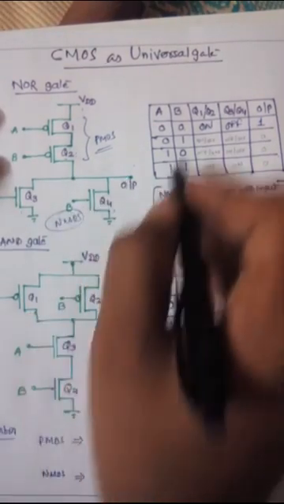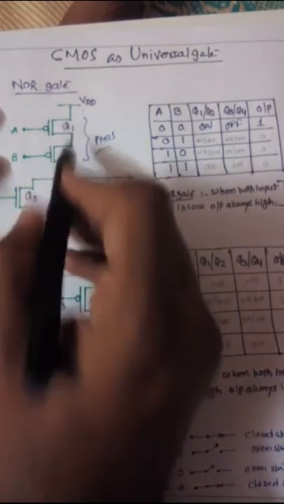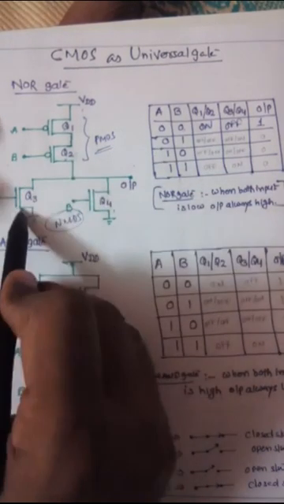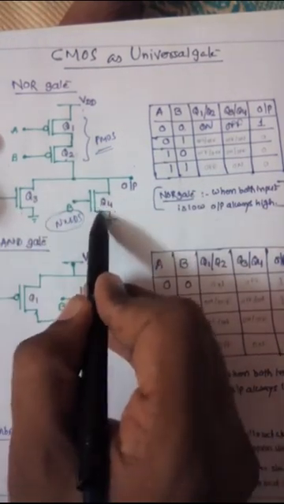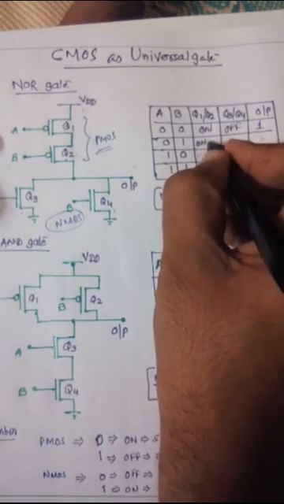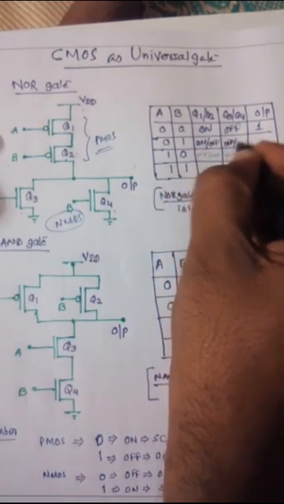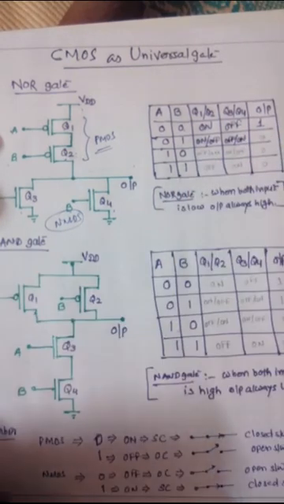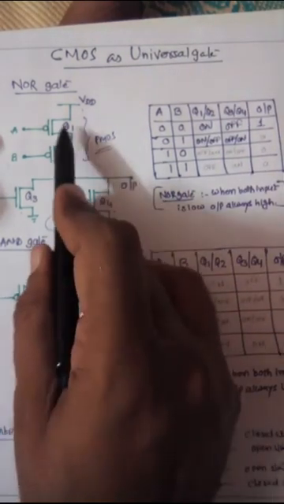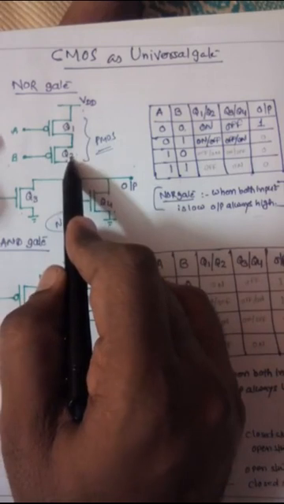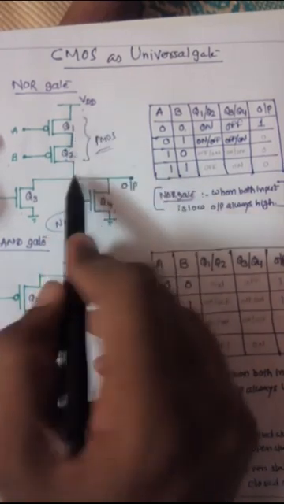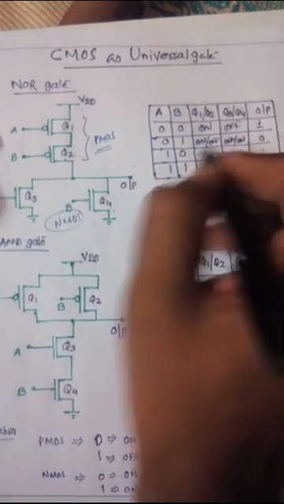Similarly for 0 and 1: this one is on, this one is off, this one is off, and this one is on. So Q1 on, Q2 off, Q3 off, and Q4 on. For Q1 and Q2, both are necessary to be on to flow the current to the output side, but here Q2 is off, so output is 0.